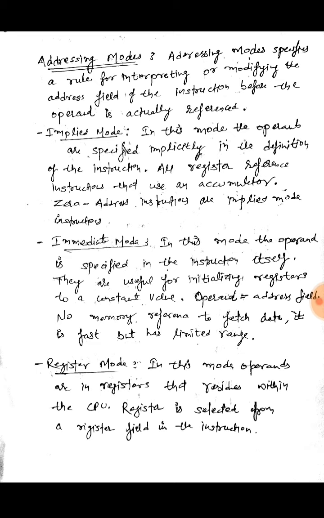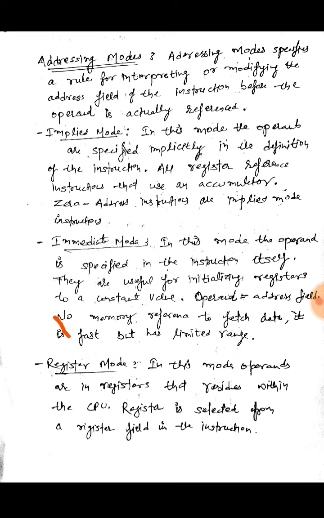So there are several addressing modes in reduced instruction set computers and complex instruction set computers. In a RISC architecture, we would have 5 to 6 addressing modes, whereas in complex instruction set computers there are a large number of addressing modes. So first is the implied mode.